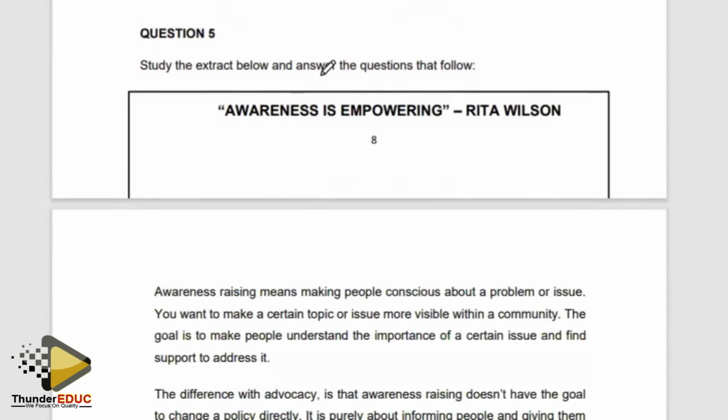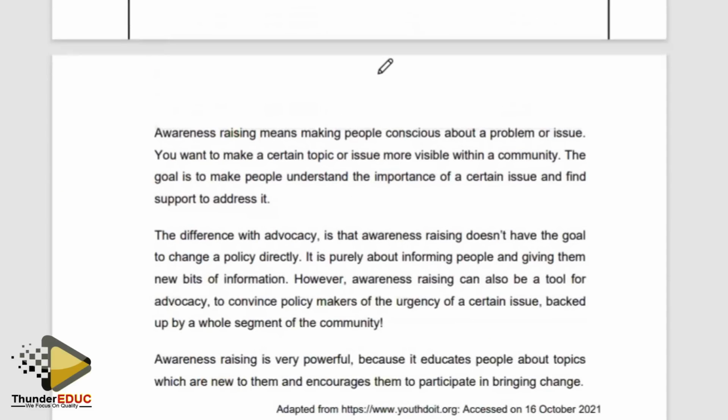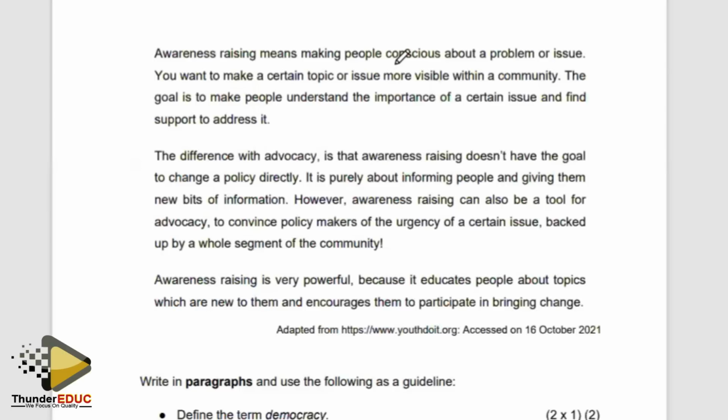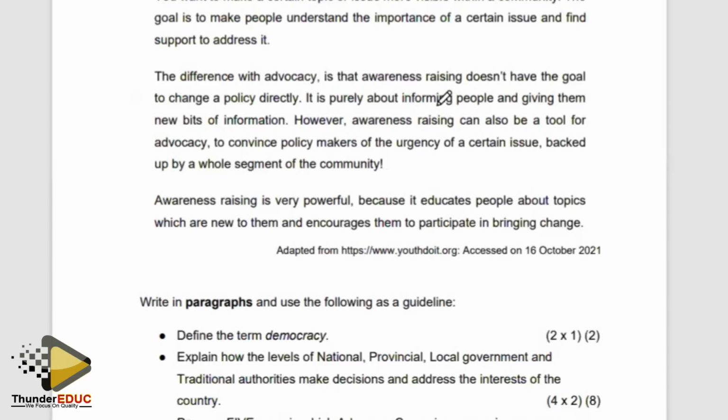Study the extract below and answer the questions that follow. Awareness is empowering. Rita Wilson. Awareness raising means making people conscious about a problem or issue. You want to make a certain topic or issue more visible within a community. The goal is to make people understand the importance of a certain issue and find support to address it. The difference with advocacy is that awareness raising does not have a goal to change a policy directly. It is purely about informing people and giving them new bits of information.